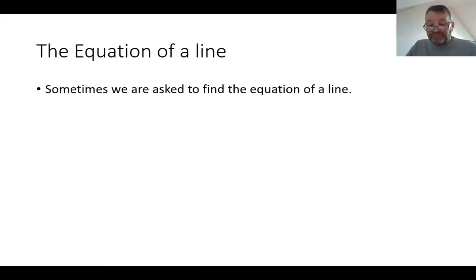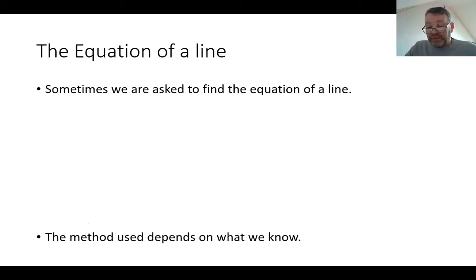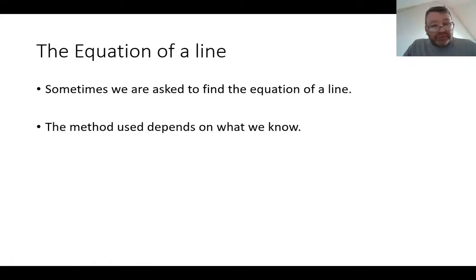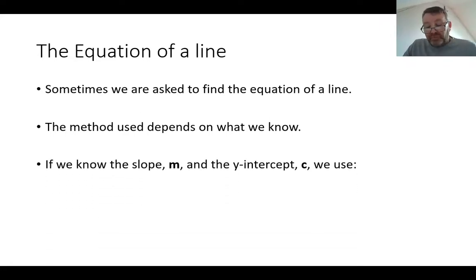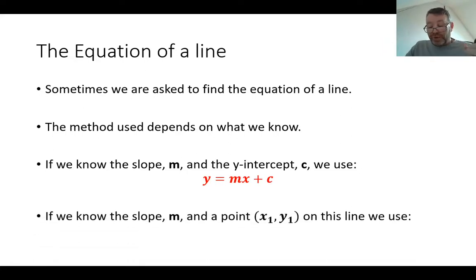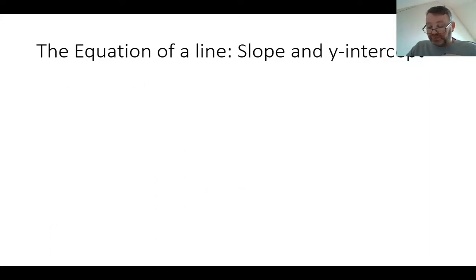So, sometimes we are asked to find the equation of a line, as you know already from your junior cert. The method used, again, depends on what we know. If we know the slope and the y-intercept, and we had this already, we're going to use y equals mx plus c. And if we know the slope m and any point on that particular line, then we use y minus y1 equals m times x minus x1. So they're just two formulas that I want you to realize are available to you should you be asked to get the equation of a line.